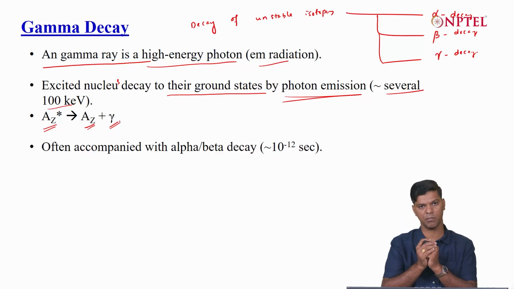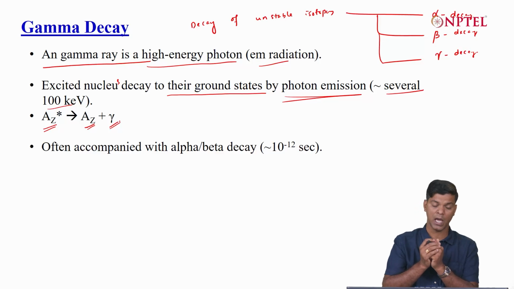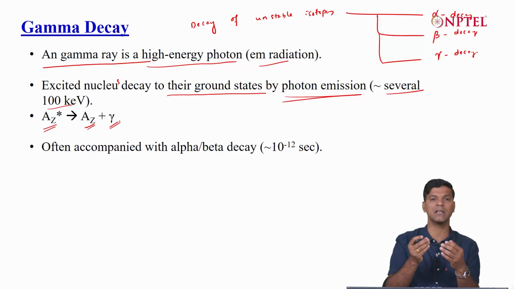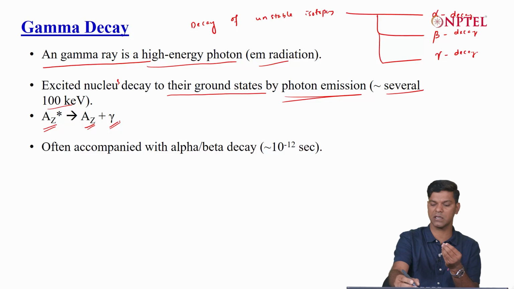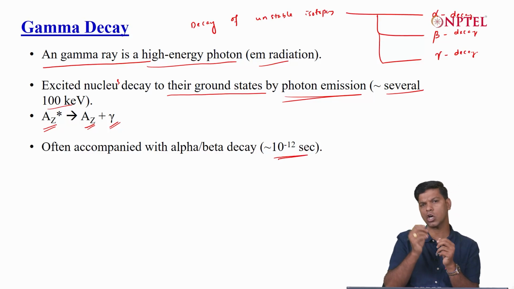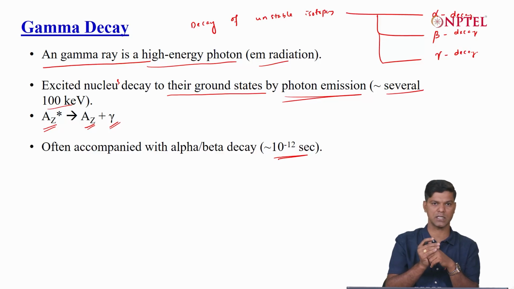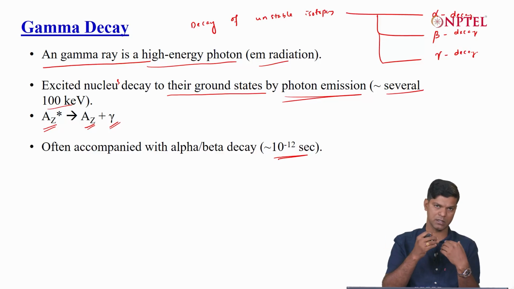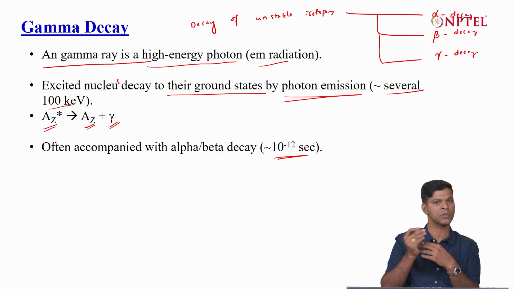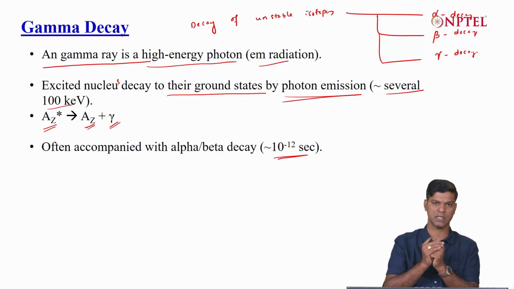Similarly, it can happen for a beta particle also, and often that gamma radiation is quite immediate. It is on the time scale of 10 to the minus 12 second. It is not always so rapid, but mostly within 10 to the minus 12 second there will be a gamma decay subsequent to alpha or beta decay, and they will reach a very stable phase.